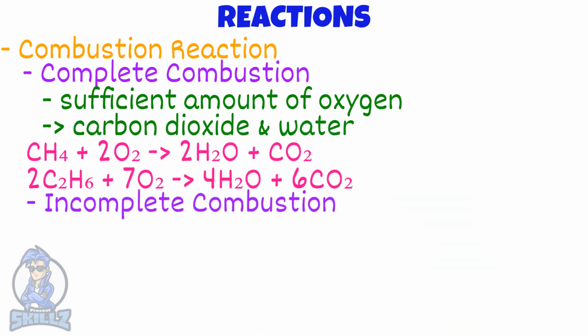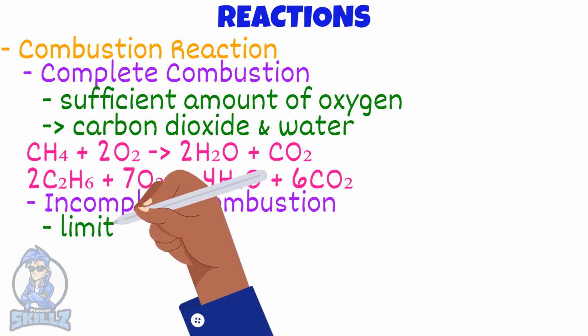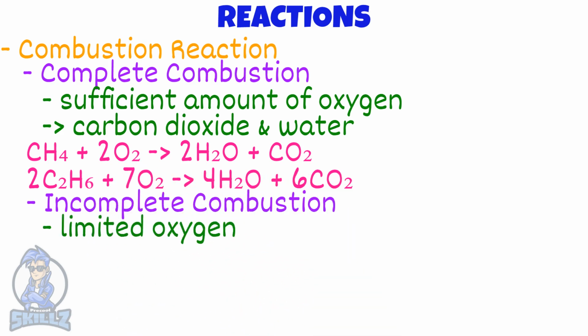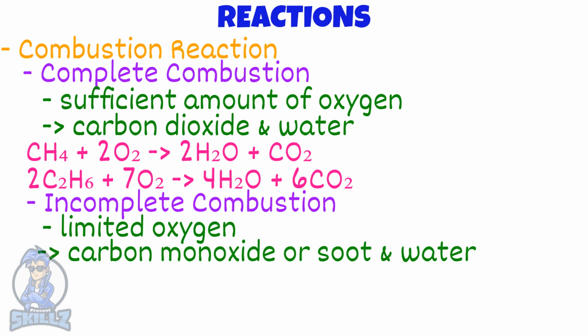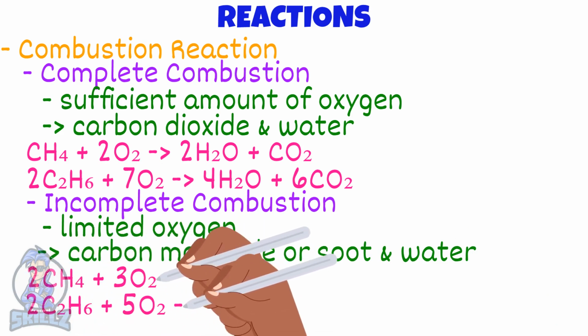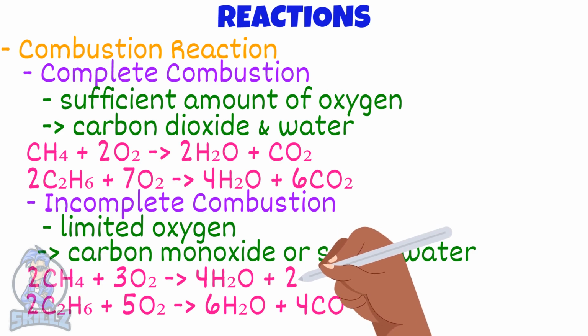Similar to complete combustion, if there is limited oxygen, incomplete combustion occurs. The product is similar, but instead of carbon dioxide, carbon monoxide or carbon soot is formed. Here's the equation for methane and ethane, but incomplete combustion.